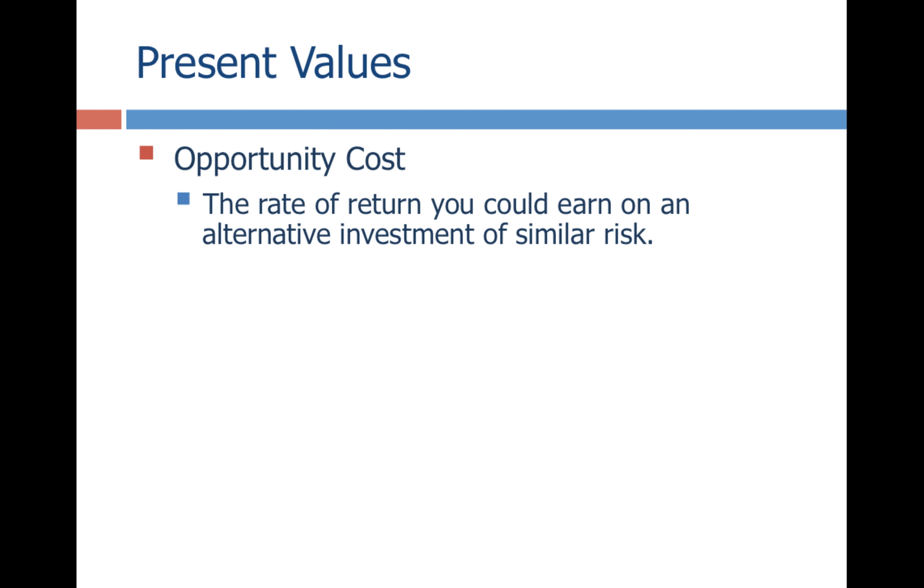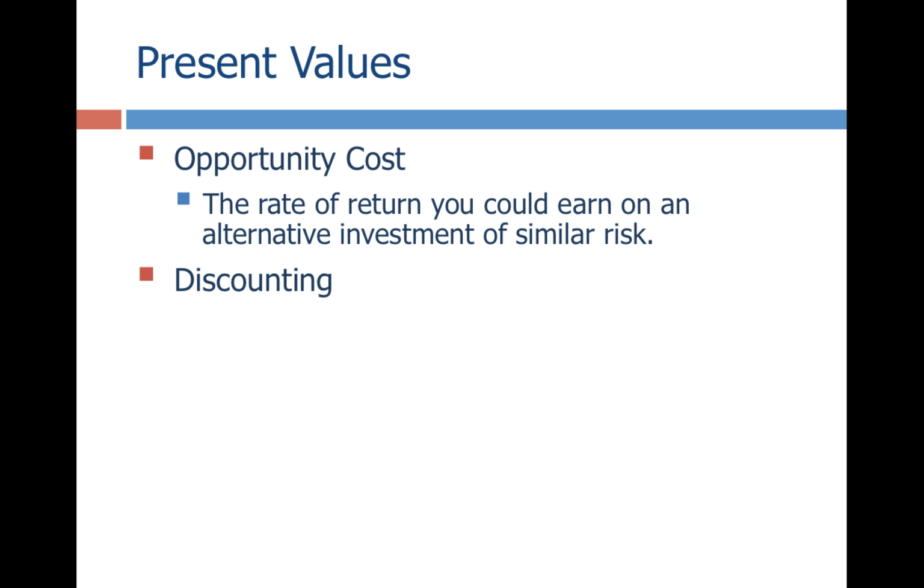In terms of present values, they are going to be important because opportunity cost is going to be relevant here. Opportunity cost is the best alternative foregone. The rate of return you could earn on an alternative investment of similar risk could be considered your opportunity cost. So present values are going to be useful in talking about opportunity cost.